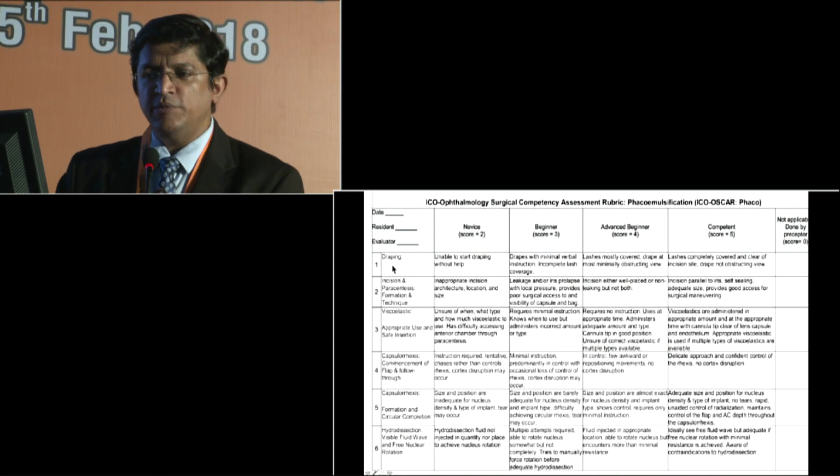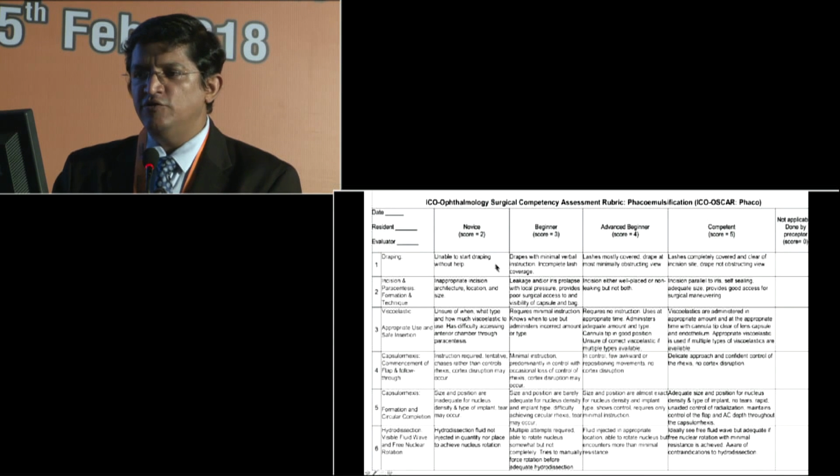So you start with draping, incision and paracentesis, viscoelastic, appropriate use and safe insertion of the viscoelastic, capsular excess, commencement of the flap and follow through how it goes on, capsular excess, formation and circular completion, hydrodissection, and then you look at novice, beginner, advanced beginner or competent, and you start with putting the scores as is able to, unable to start draping without help, the score is at around 2.